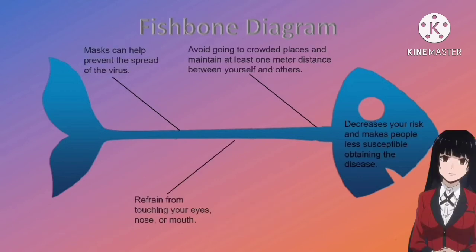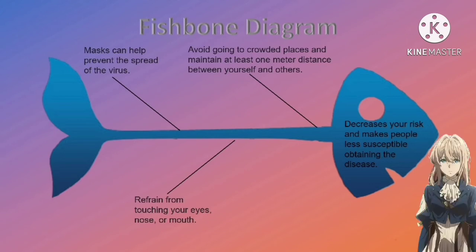Here's another fishbone diagram that shows the positive effect of right practices of people during the COVID-19 pandemic. Here, in this diagram, it shows the opposite of our first fishbone diagram. Several statements are in this diagram to show facts that people do and must do during this time of pandemic. The first statement says masks can help prevent the spread of the virus.